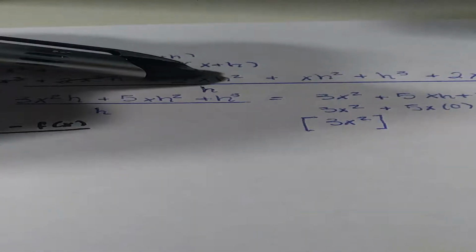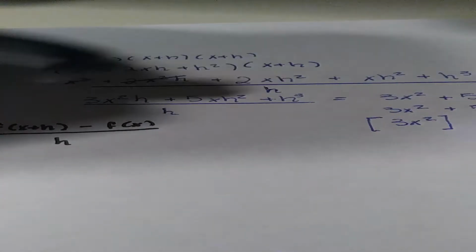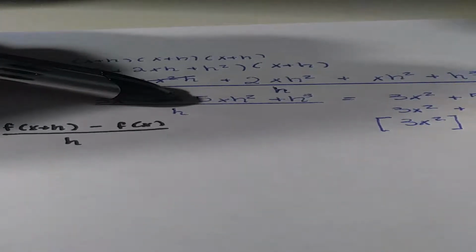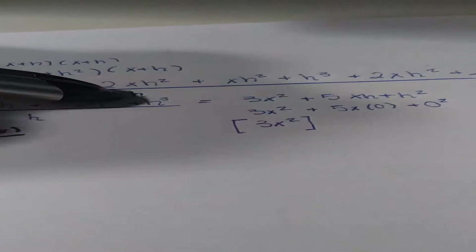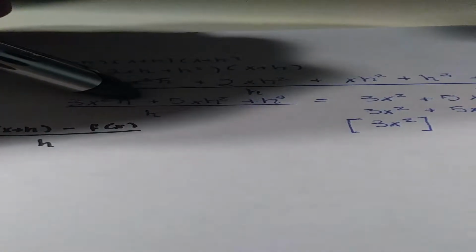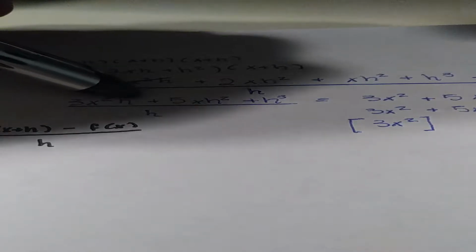You bring together like terms, and you get 3x squared h plus 5x h squared plus h cubed all over h. You take the h out that it's being divided by, and you're left with 3x squared plus 5xh plus h squared, because it's just h to the power of 1 minus 1, which is 0. Anything to the power of 0 is 1, so it's just 3x squared. This one's to the power of 2, so minus 1, it's just to the power of 1, which is why there's no exponent here. And then 3 minus 1 is 2, h squared.